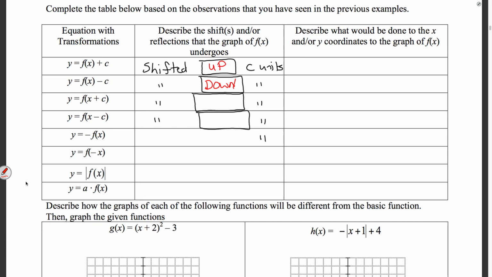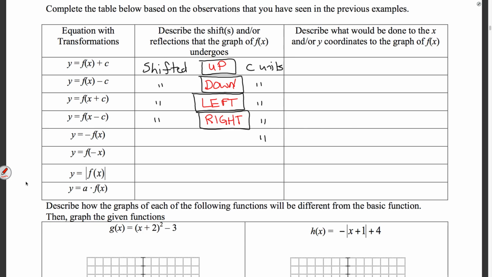Now, what did we say happened with a plus c in the function? It shifts left. And what do we say happens with a minus c in the function? Right. Okay. So there we go. We've got up, down, left, and right.